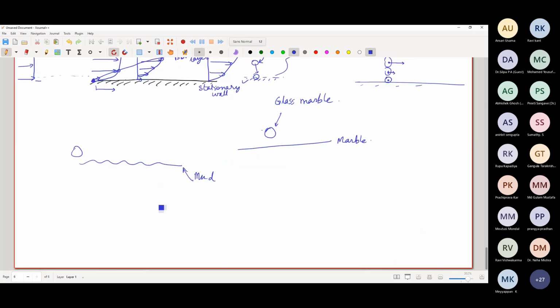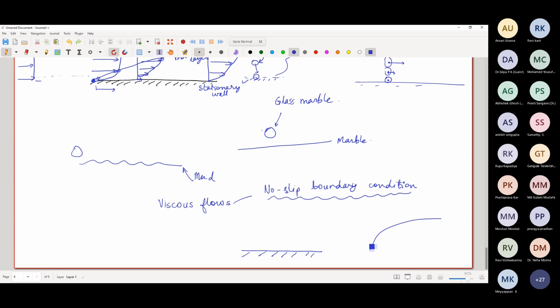So viscous flows have a property which is called the no slip boundary condition. And what this means is, at the walls, it need not be a flat wall, it can be a curved wall as well.